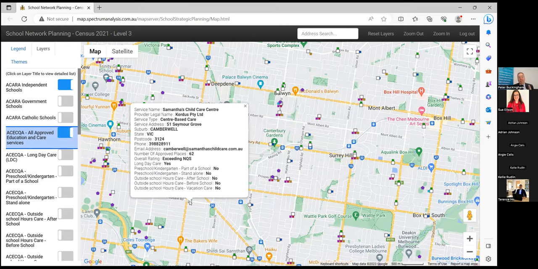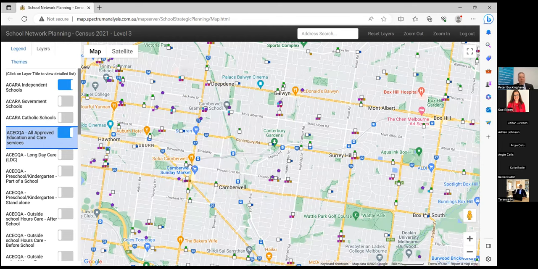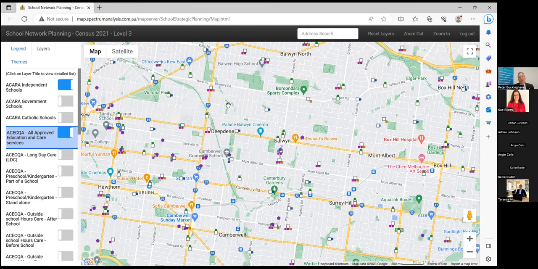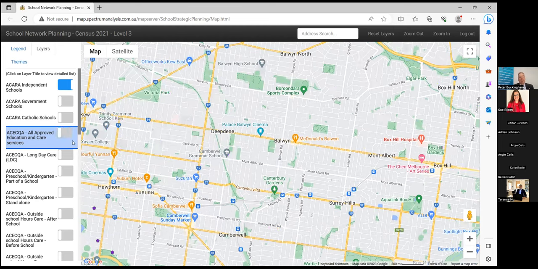Here's a green square at the top. It's Samantha's Daycare Centre. Again, all good. We know it's got 62 places. And then sometimes, not often, there are ones that are on the side of a school, Press Hill, it's actually the kindergarten part of the Press Hill School. It has 30 places. So I guess from a marketing point of view, if you're wanting to know what the kindergartens or preschools around your area are like, it gives us a really good way of looking at it.